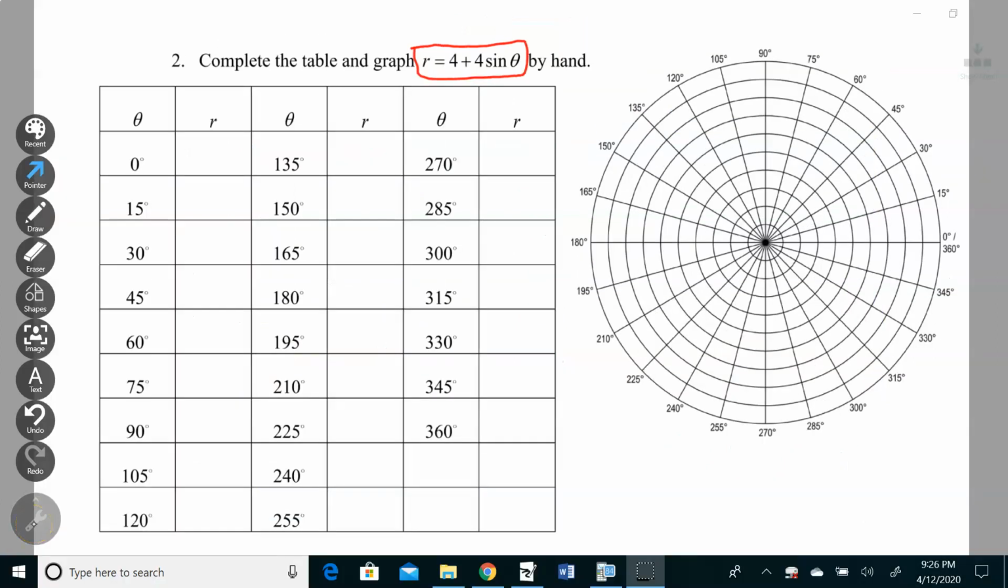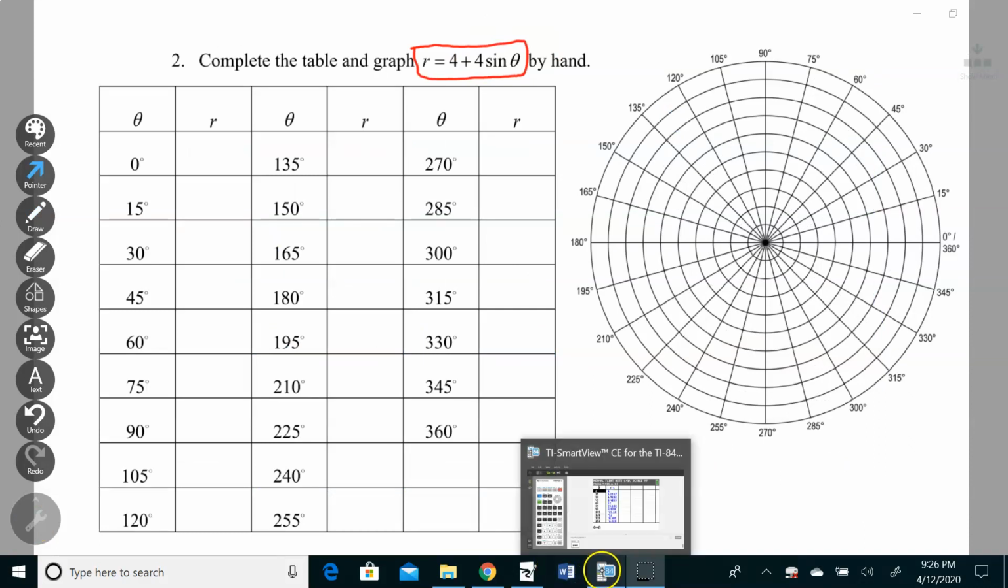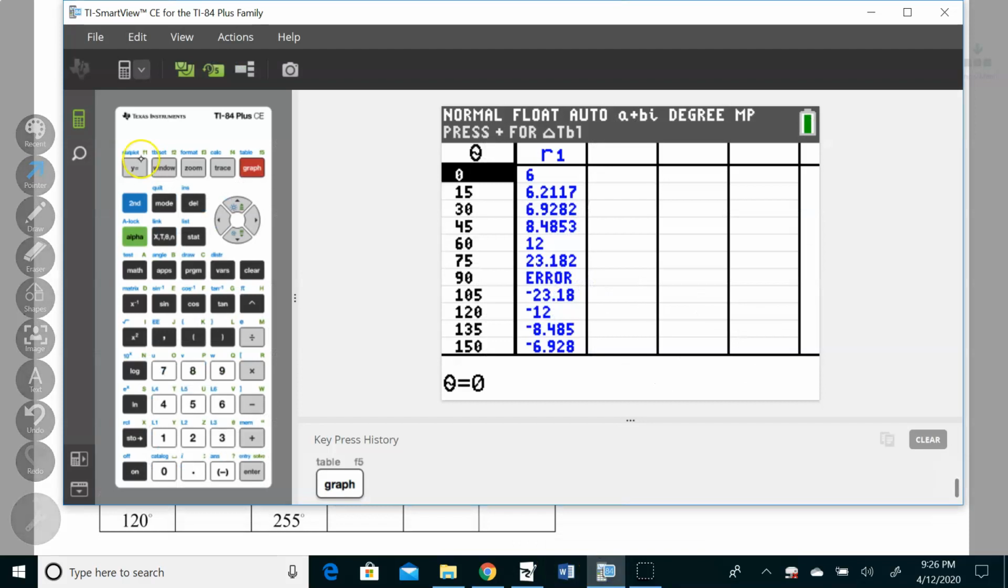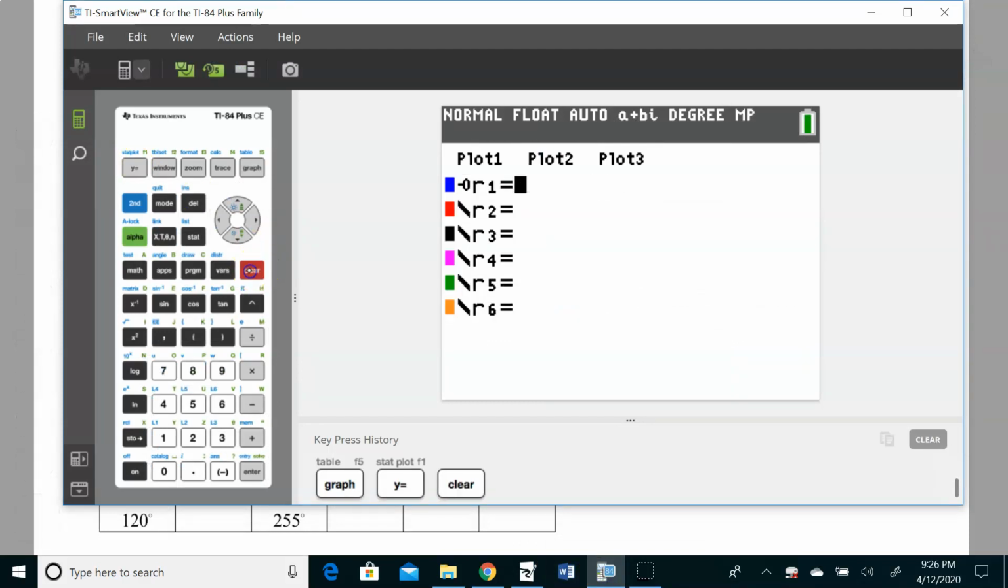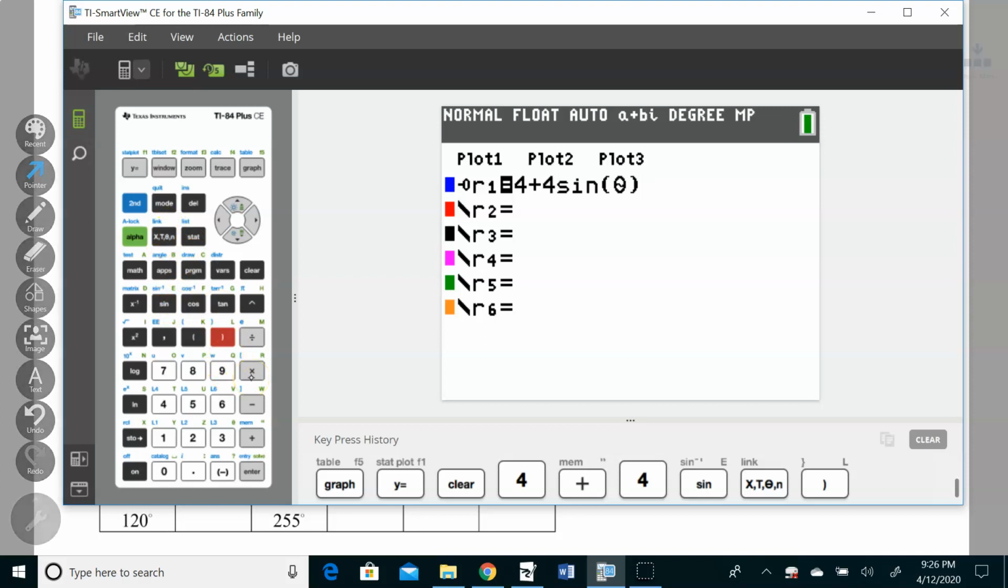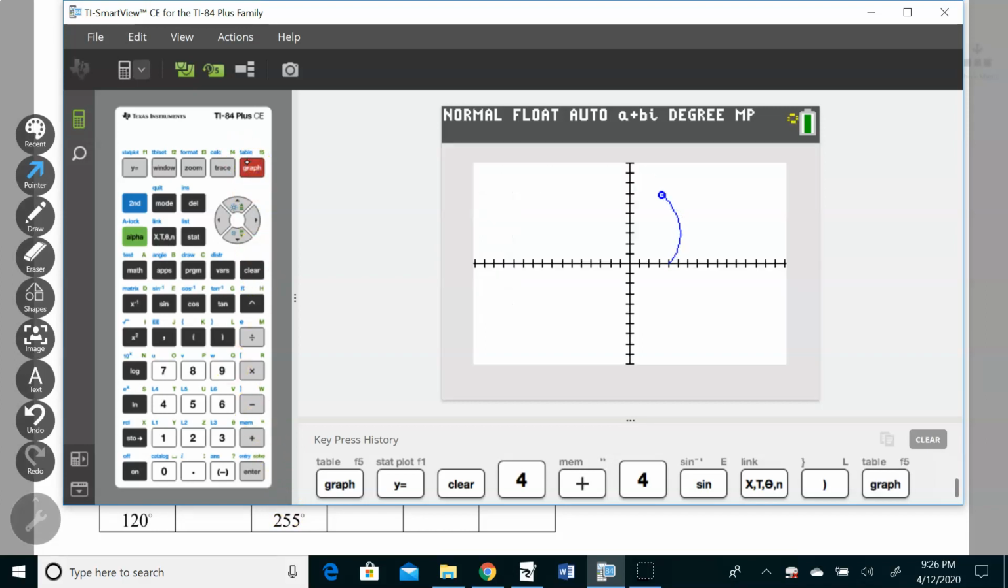On to the next example, r equals 4 plus 4 sine of theta, which is a little bit different than the one we've done before. Go to y equals, clear out of here, 4 plus 4 sine theta. I could hit zoom 6 and zoom 5, but it's already set up for it. I'll just hit graph. And here we go. I still have the tracer on, and it draws it nice and slow. And I get a little bit different graph. It's not going to be a circle.